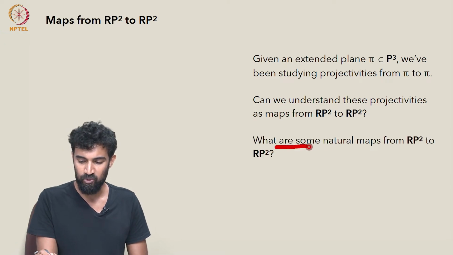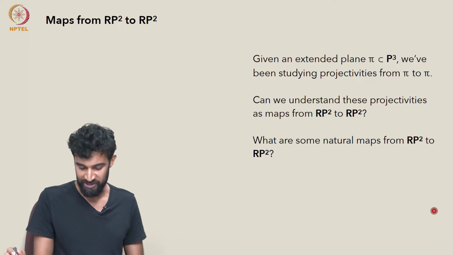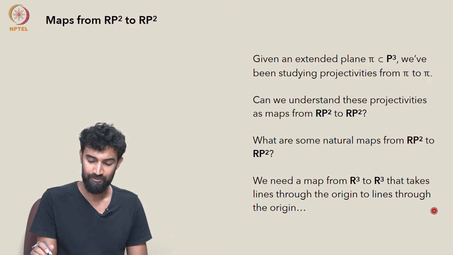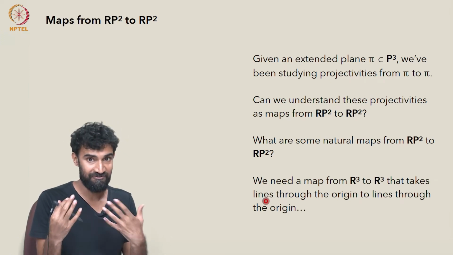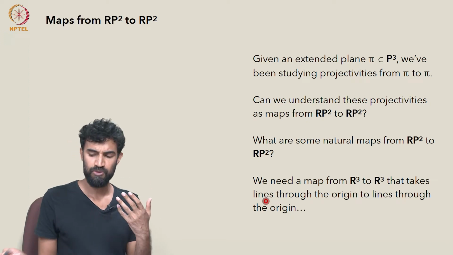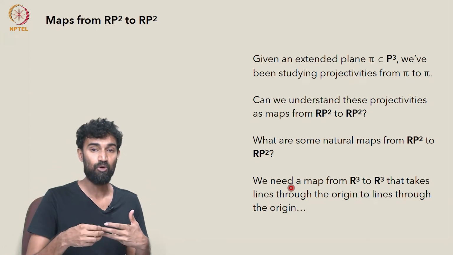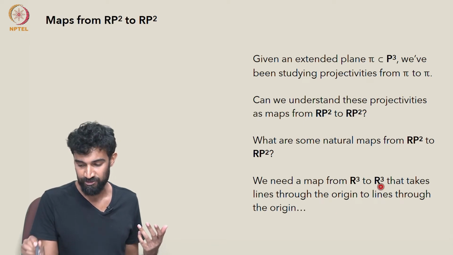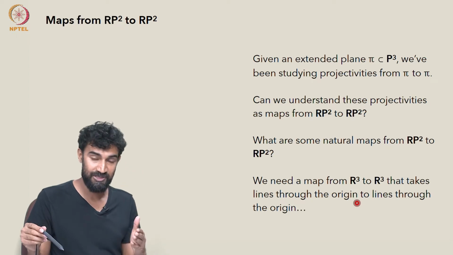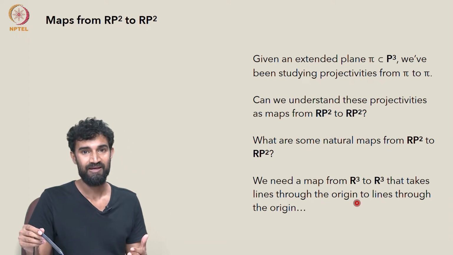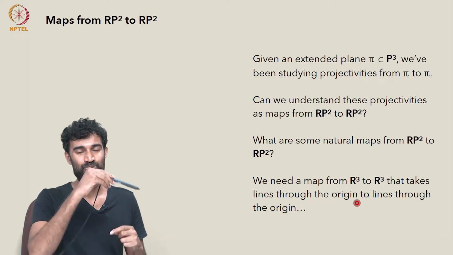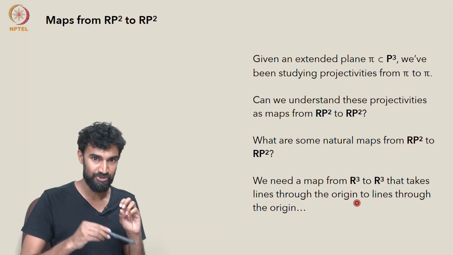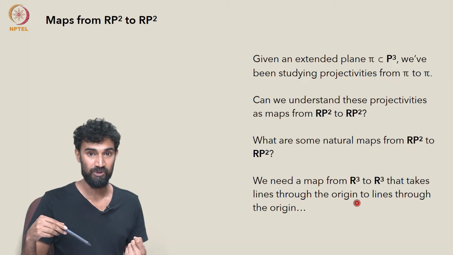So what are some natural maps from RP2 to RP2? Can we think of any? How do we even go about defining or generating a map from RP2 to RP2? Well, again, RP2 is the set of lines through the origin in R3. So at the very least, we need a map from R3 to R3 which takes lines through the origin to lines through the origin. It shouldn't take a line through the origin to a circle or a parabola or some other weird set of points. It should preserve linearity and collinearity of points.